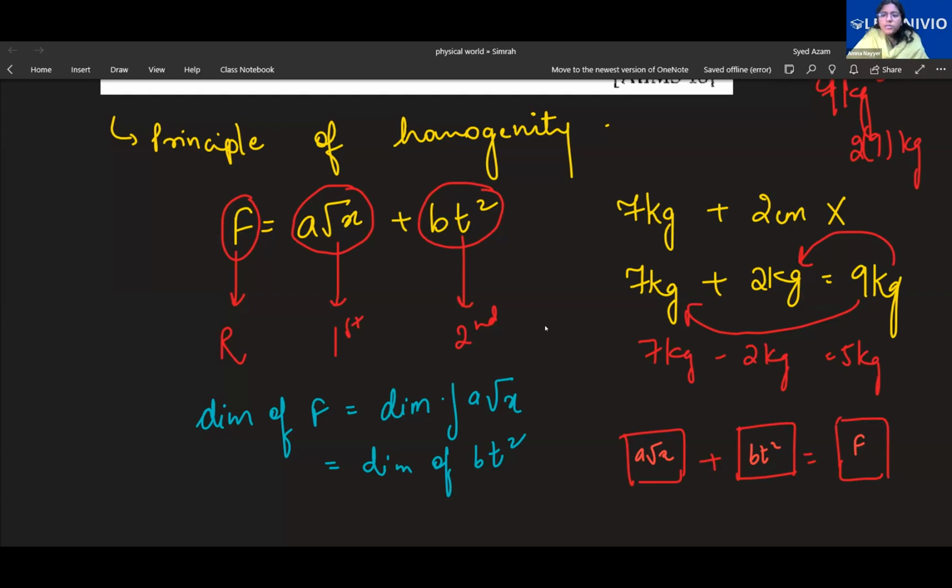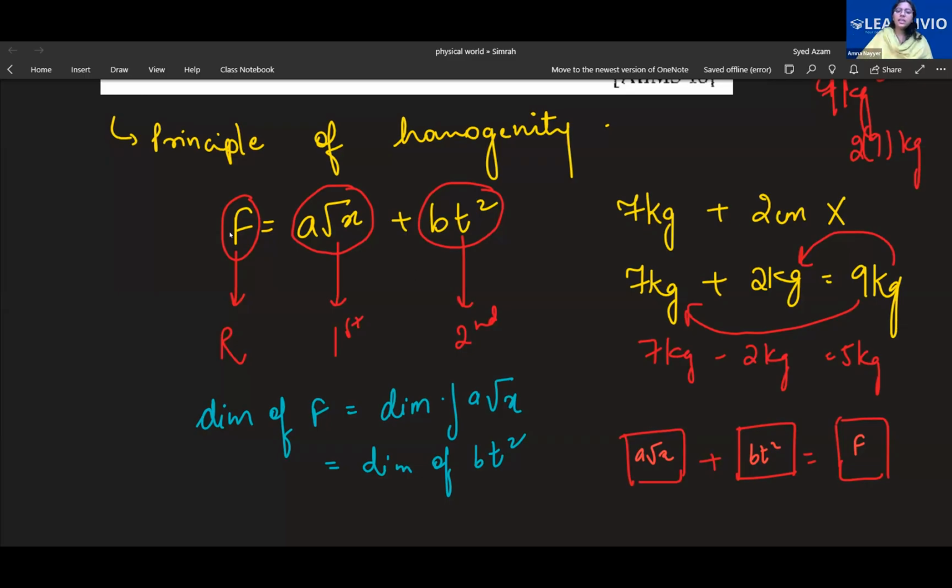Think about it, can you literally add 10 kg plus 5 seconds? It won't be 15 of something. They cannot be added. Physically also, if you think, time cannot be added to mass. Physically it's not possible, and mathematically also it's not possible.